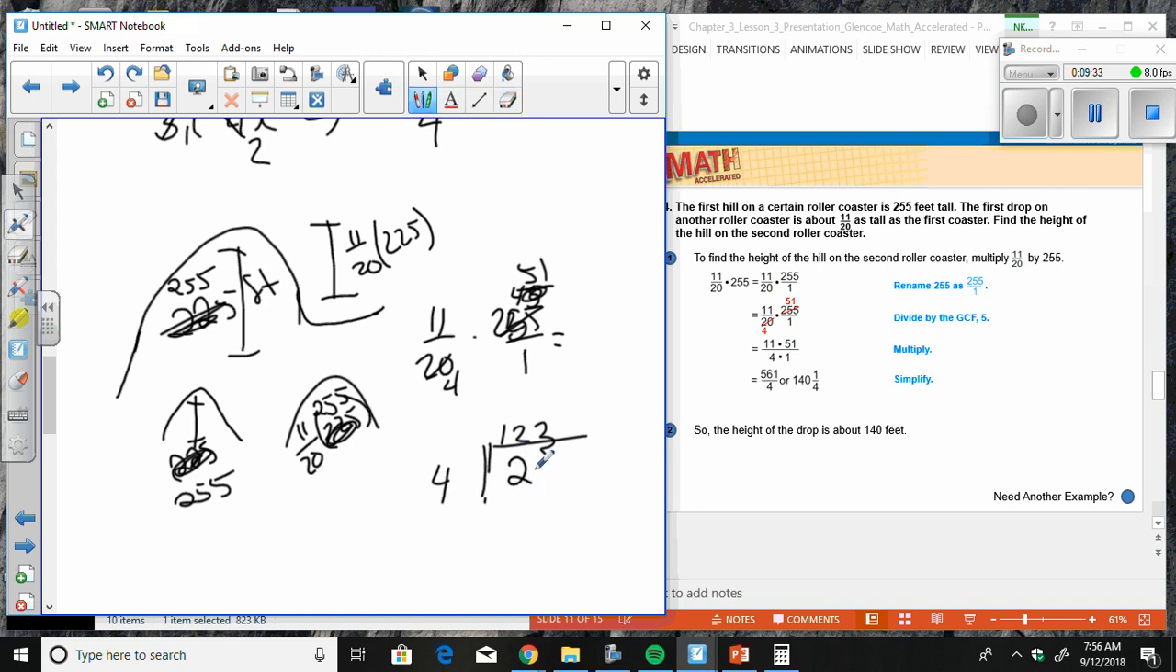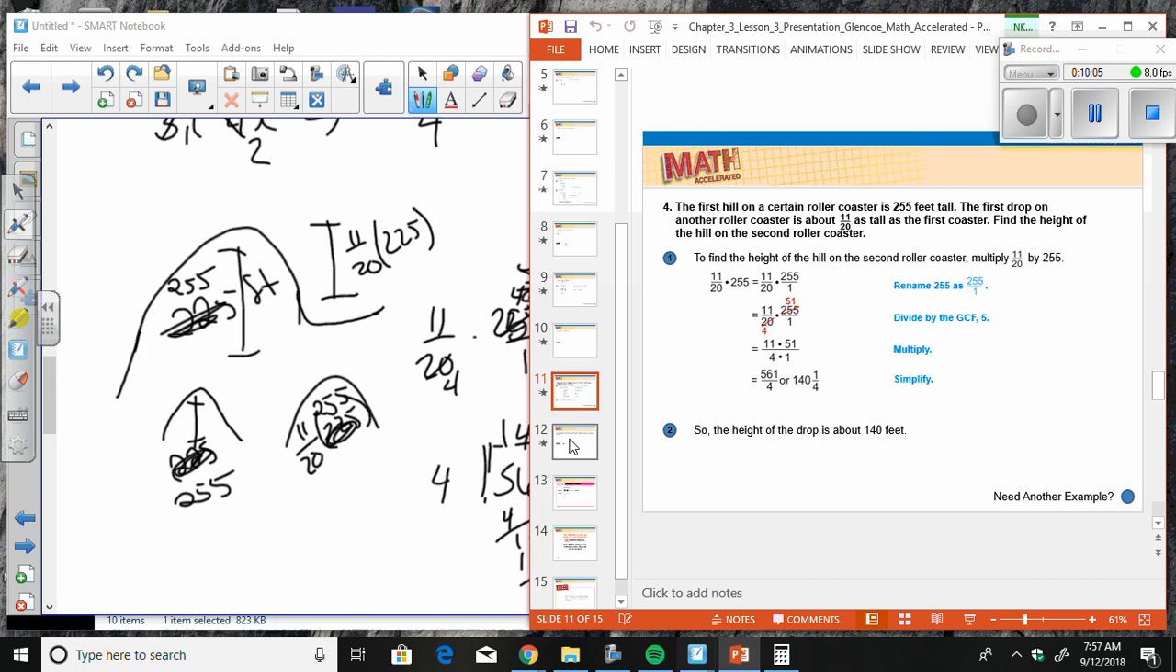So that gives me 561 over 4. 561. Should have got rid of those too. So that's a 1. That's a 4. Bring down the 1. Goes in there 0 times. Remainder of 1. So that's 140 and 1/4. So the height of the drop is about 140 feet.